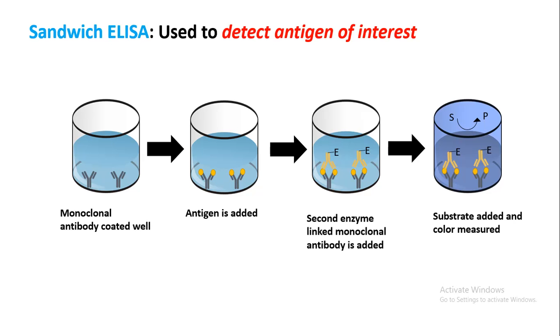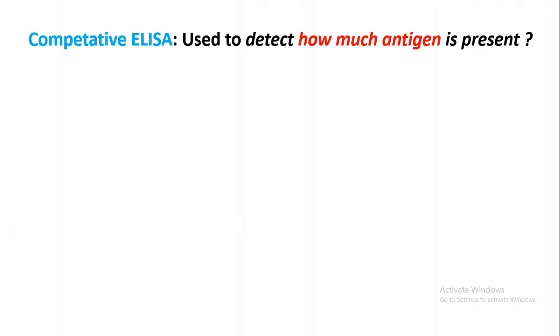Whether indirect ELISA tells us about whether an antibody is present or not. Now, once we know antigen is present, another question is how to detect how much antigen is present. And competitive ELISA gives us an understanding about that. So in competitive ELISA, you are asking a question of how much antigen is produced in a patient sample.